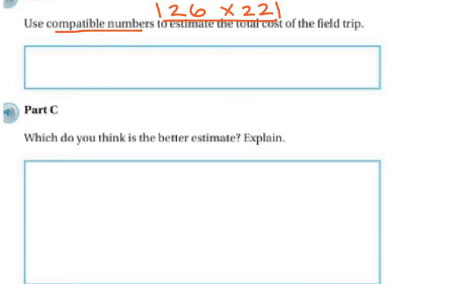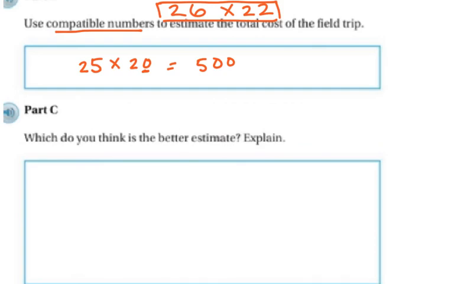They want us to use compatible numbers to estimate the cost of the field trip. Well, 26 is close to 25, right? So if I did 25 times 20, that would give me, well, 2 times 25, 2 quarters is 50, and then I have my 0, so it would be 500. So another estimate could be 500.